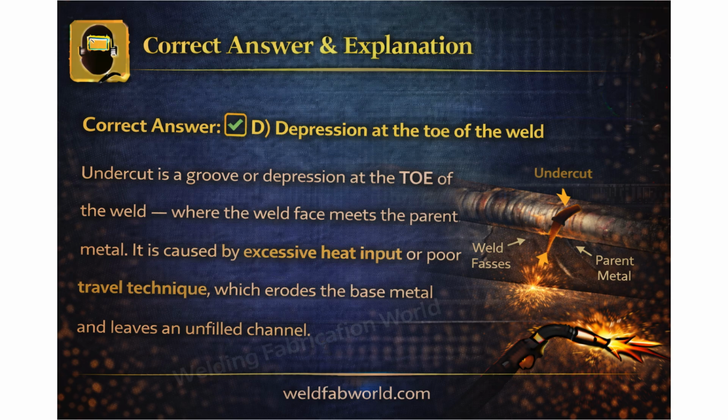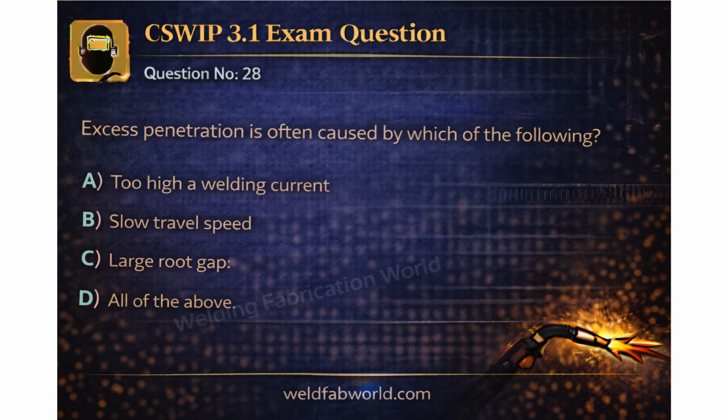Answer. D. Depression at the toe of the weld. Explanation: undercut is a groove or depression at the toe of the weld, where the weld face meets the parent metal. It is caused by excessive heat input or poor travel technique, which erodes the base metal and leaves an unfilled channel. Question 28. Excess penetration is often caused by which of the following?